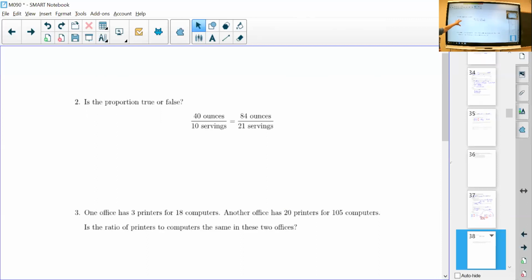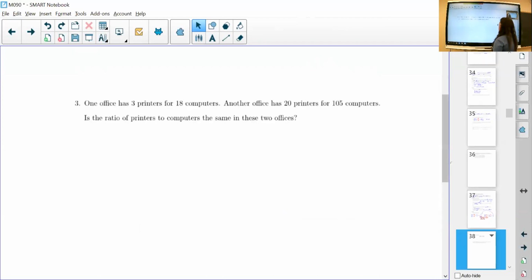We've got method 1 and method 2. So method 1 says let's simplify these. Method 2 says let's cross multiply these. In both cases, they should either both be the same or both be different. Go ahead and figure out which one. As always, feel free to pause and do it now or save it for later. And then number 3, same thing. We're looking at the ratio. Are these ratios the same? In other words, is it a true proportion?